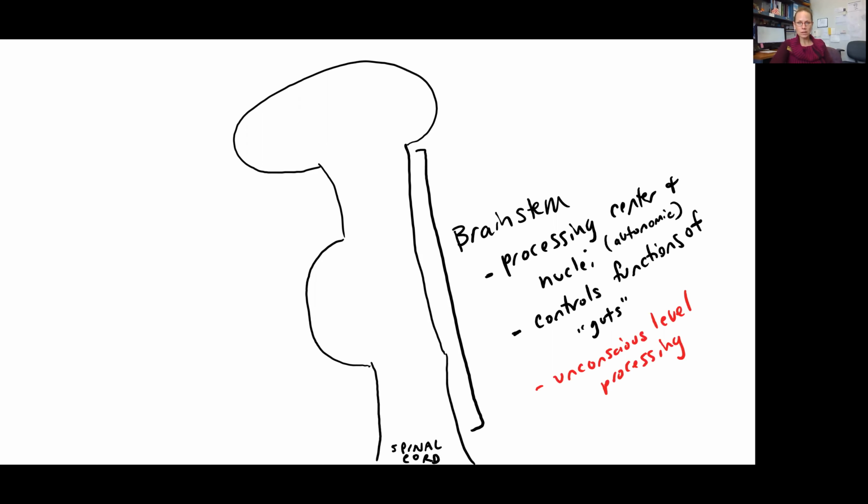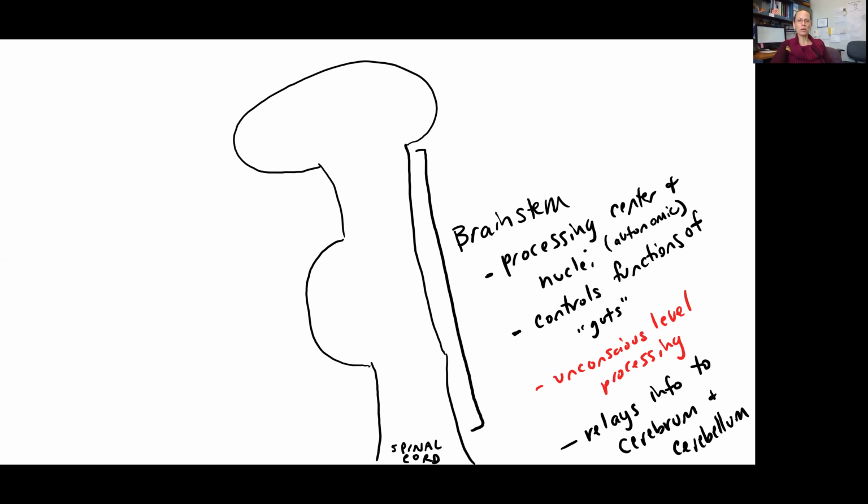And so obviously this is all going to be, thank goodness, unconscious level processing. The information that comes to the brainstem can also be sent on to either the cerebrum or the cerebellum. So we'll be talking about these in turn as we go along. Notice too that the brainstem is continuous with the spinal cord.